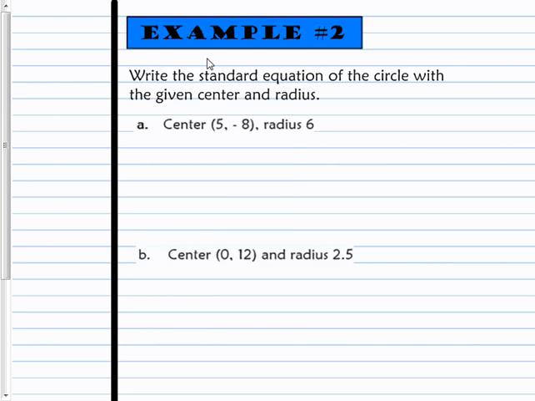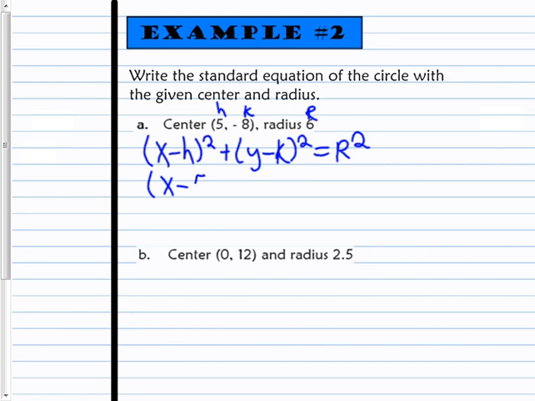Let's go on to example 2. They want us to write the standard equation of the circle, and they gave us the center and the radius. So this is h, this is k, this is r. I'm going to write down the equation: (x minus h) squared plus (y minus k) squared equals r squared. Plug in what I have: (x minus 5) squared plus (y minus, and that's a negative 8, so minus negative 8) squared equals 6 squared.